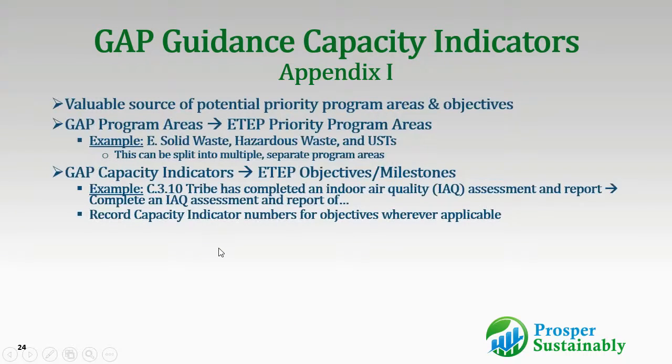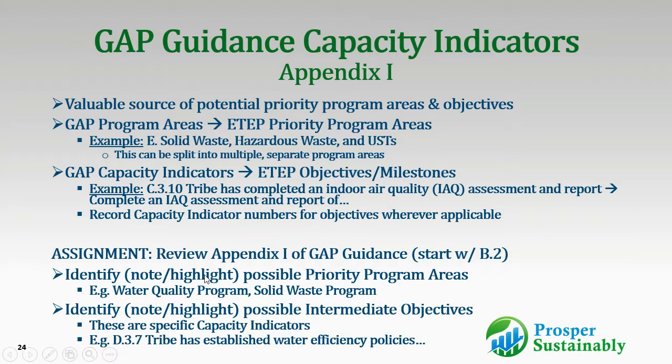I've given this assignment before, and something that I still think is important for you to do is scan through the GAP guidance and identify what are possible program areas and objectives that you want to incorporate into your work plan, your ETEP strategic work plan. And so as you go through it, note or highlight it. If you know you want to include it, just copy and paste it into the plan itself, although you do need to rewrite it because it's written in a different way than would be useful. So let's pull that up and I'll show you what I mean.